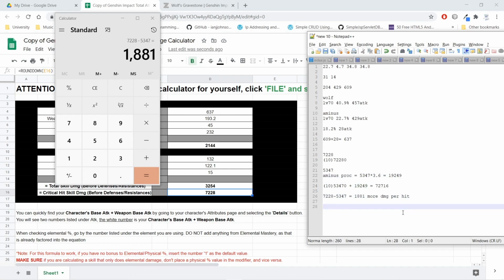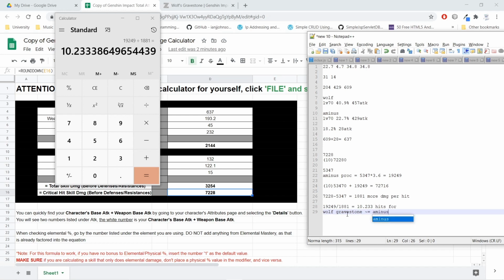And in order to find the equilibrium number between the Amos' Bow and Wolf's Gravestone, we're just going to divide the proc by the amount of extra damage on the Gravestone, and that comes out to about 10.2. That means you have to hit 10 times with the Wolf's Gravestone for it to equal Amos' Bow, including the proc. So 10 hits is quite a long time to equal out to the Amos' Bow proc. That's why in certain situations, I would highly recommend using Amos' Bow for burst damage. In the long run, maybe after 10 hits, you want to use a Wolf's Gravestone.